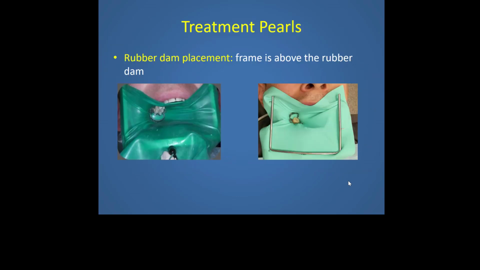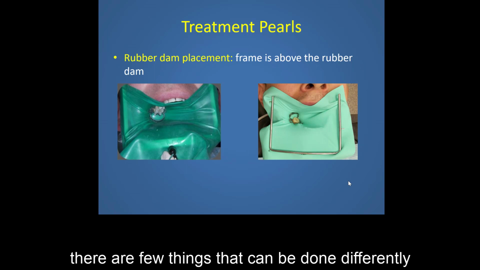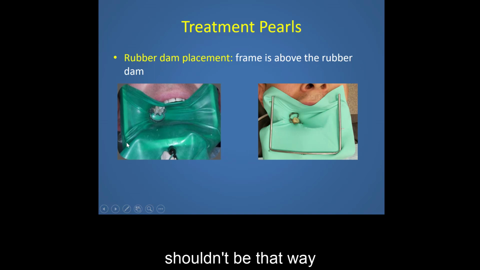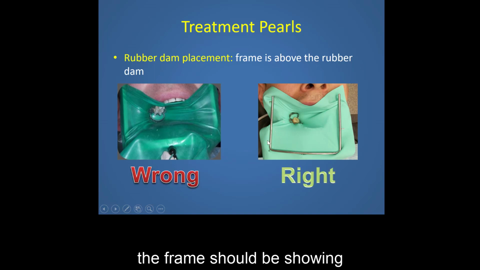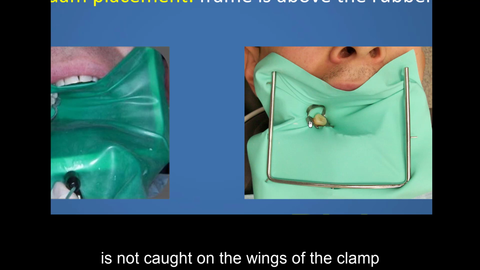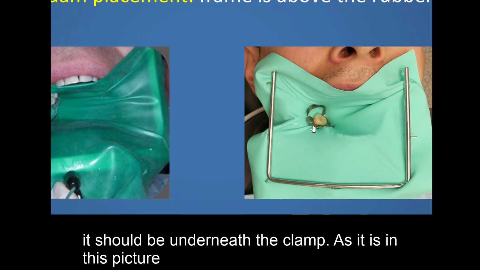Treatment pearls. There are a few things that I want to go over that I often see that can be done differently, such as rubber dam placement. Oftentimes the rubber dam frame is below the rubber dam. It shouldn't be that way. The frame should be showing and the rubber dam is below the frame. Also, it's important to make sure that the rubber dam is not caught on the wings of the clamp. It should be underneath the rubber dam clamp as it is in this picture.